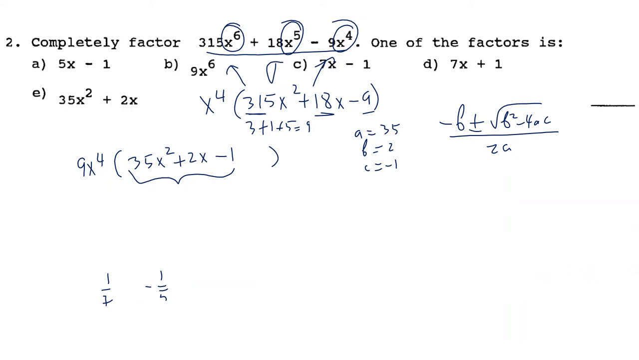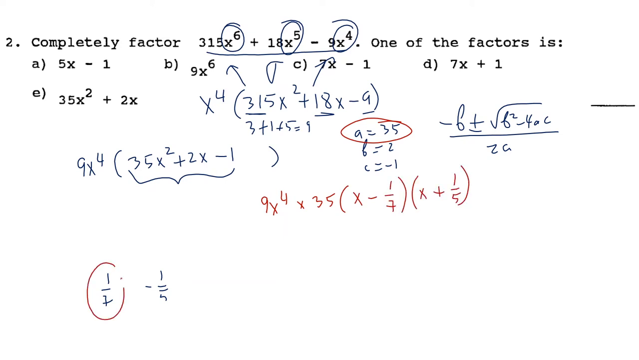So let me select a different color. Let's assume this maroon or whatever. So I have 9x to the fourth, and I got 35x squared plus 2x minus 1. So when I'm factoring, I have to put the a term. My a term is 35. So I have to multiply 35 by x minus 1 over 7, x plus 1/5.